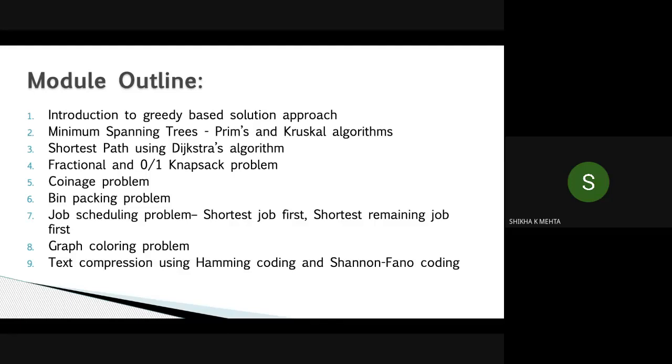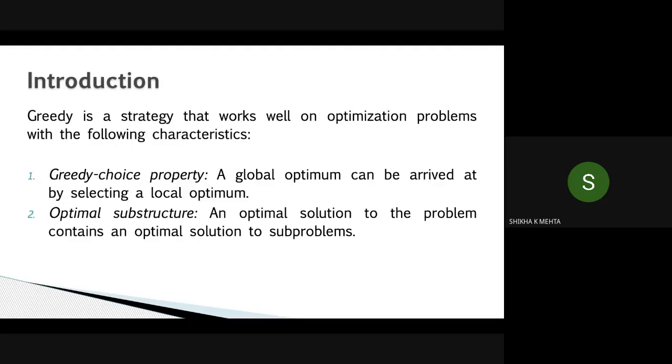coinage problem, bin packing, job scheduling, graph coloring, right? So these are basically the various types of optimization problems where there are certain constraints associated with such kinds of problems, and we have to find out the solutions. These solutions are acceptable solutions only if they satisfy the constraints associated with them. Otherwise, they are not acceptable solutions. So let's move ahead one by one.